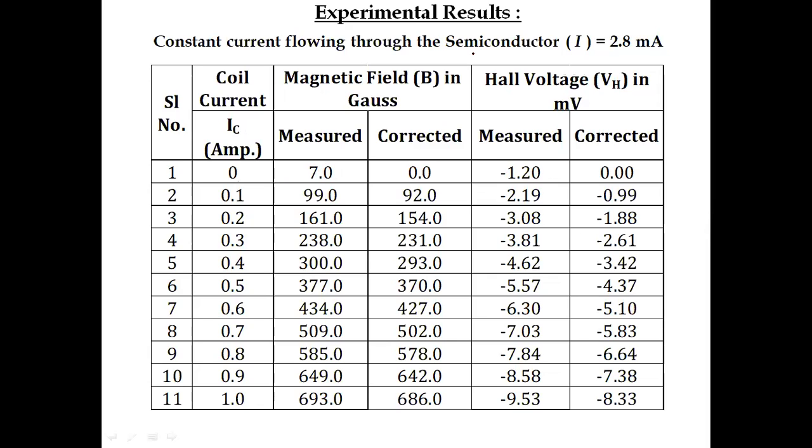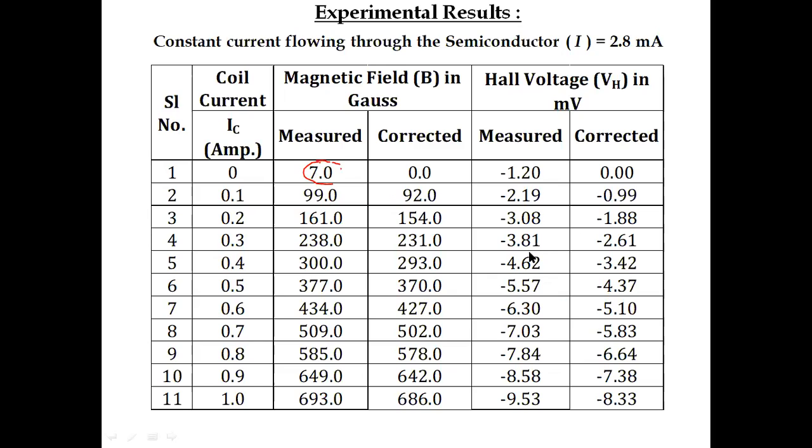You are subtracting the first value from all the values. That means 7 minus 7, 0. 99 minus 7, 92. 161 minus 7, 154, and so on.